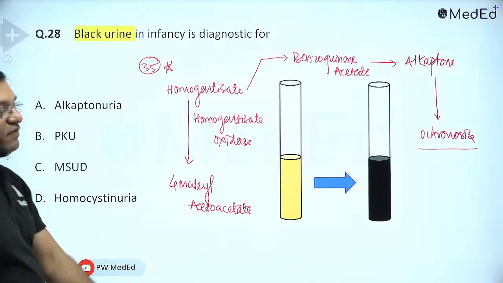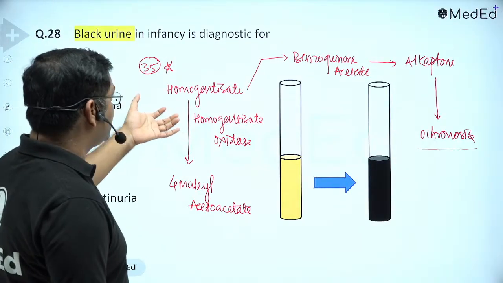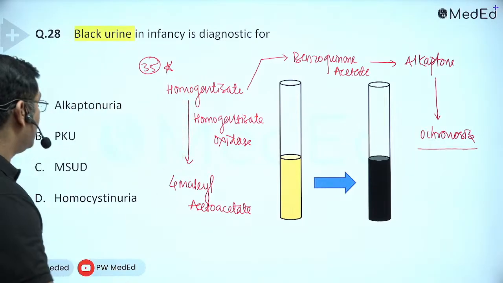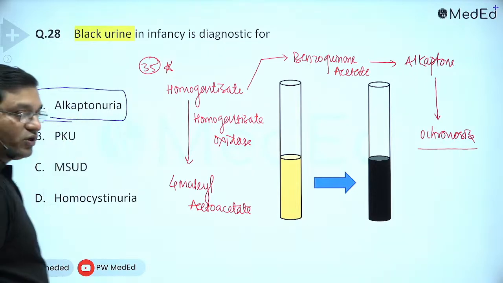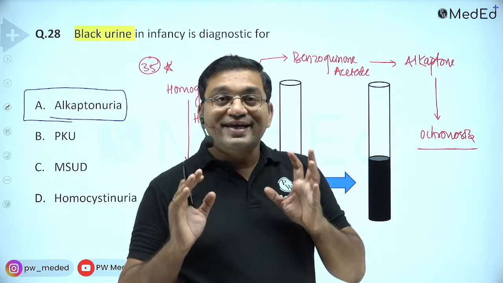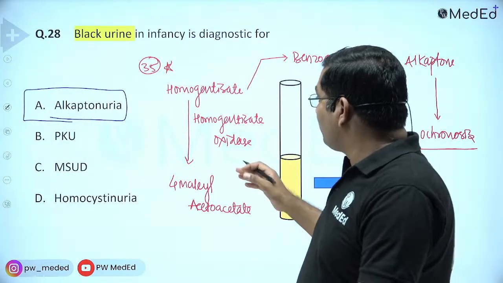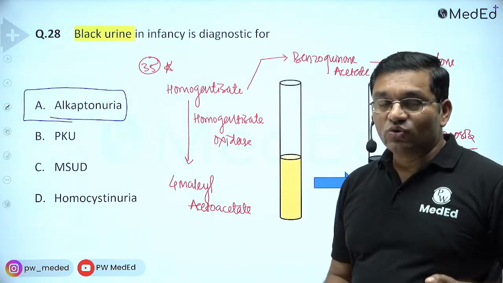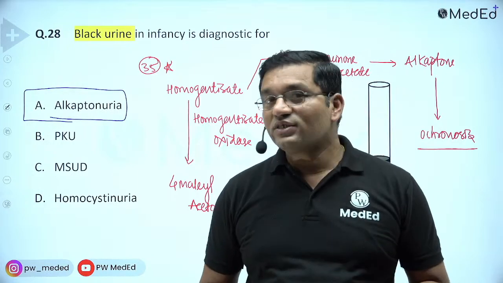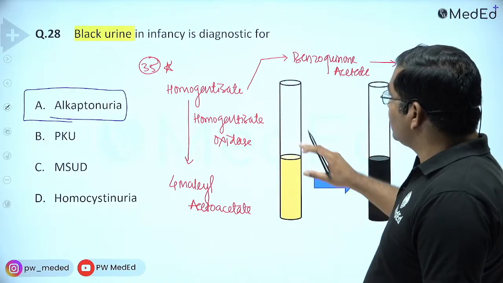Black urine in infancy is a diagnostic feature. It is alkaptonuria. There is deposition of alkaptone, a black pigment. Urine turns dark if kept for a while. Generally it is not noticed because it takes time to turn dark. So that is known as alkaptonuria.